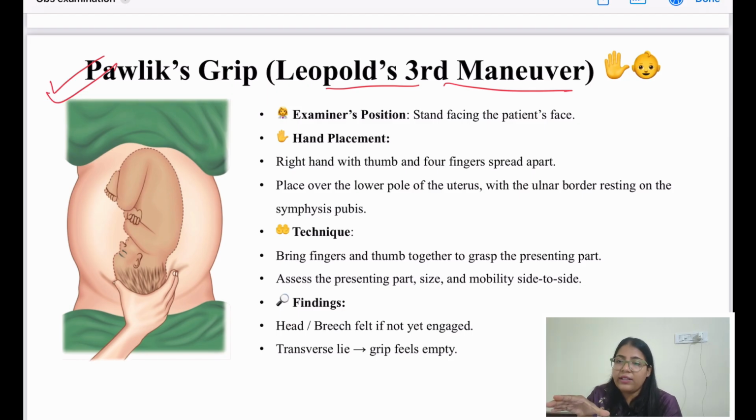So what you can get on the third Leopold's grip is either head or breech if it is not engaged. If it is engaged, you won't be able to hold it. And this grip is very deep. It is somehow difficult for the MBBS student to perform this grip, but the residents can perform it. So in longitudinal lie you will get either head or the podalic end of the baby, but in transverse lie the grip will be empty, the pole will be empty.